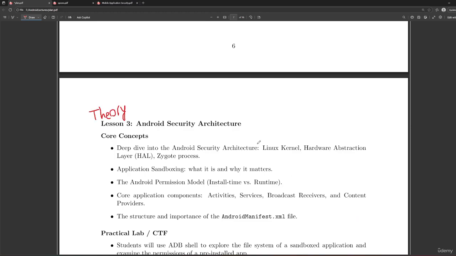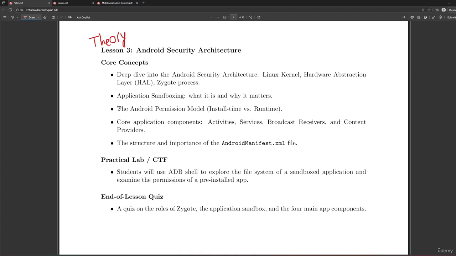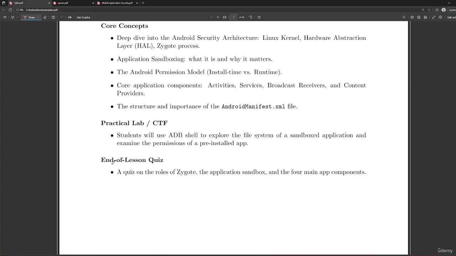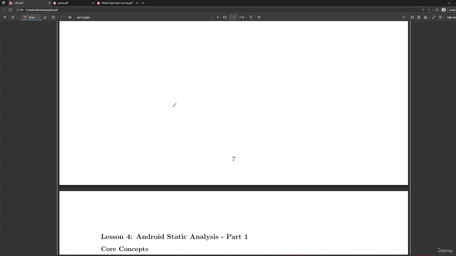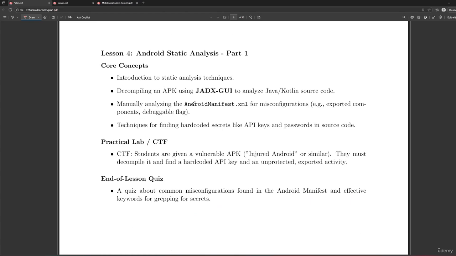In this theory lesson, we will talk about the Android operating system architecture. We will try to understand the most important files. So this is an important lesson. You need to understand it very carefully. Also, I won't be saying that we have a quiz all the time, but there is a quiz. And then we will be talking about static analysis.